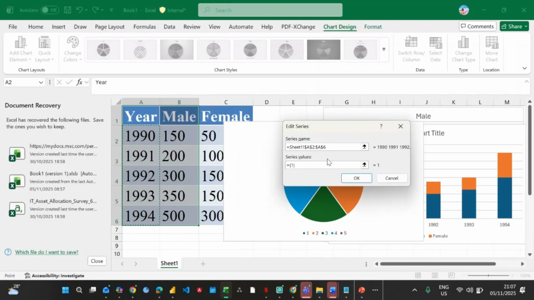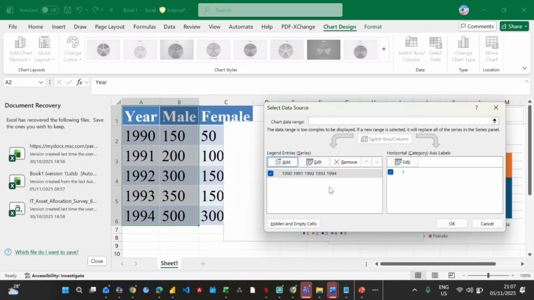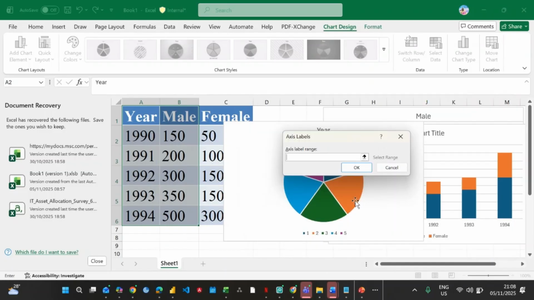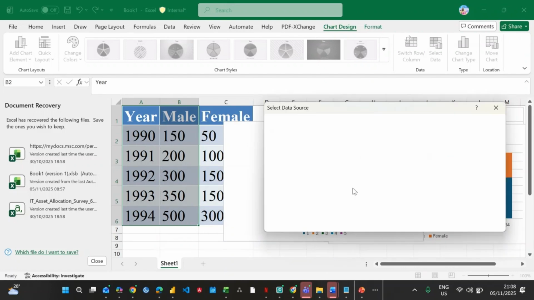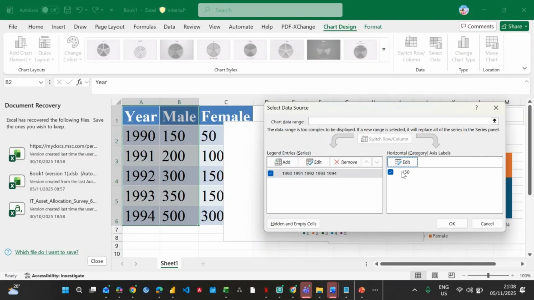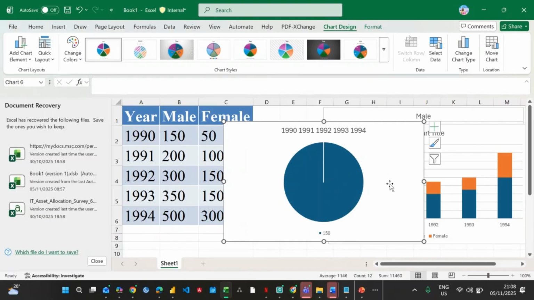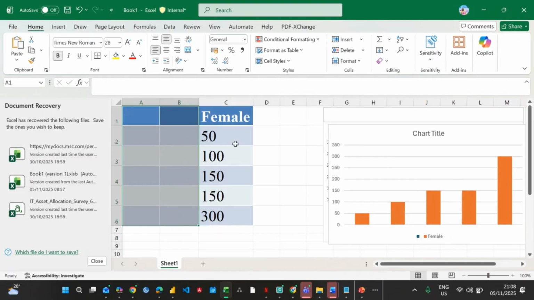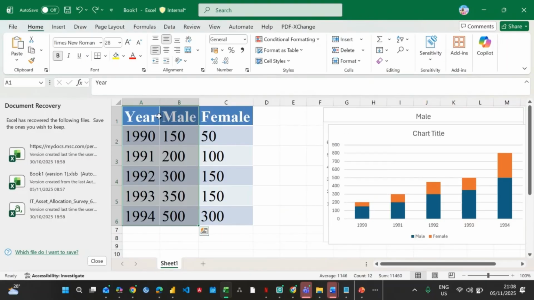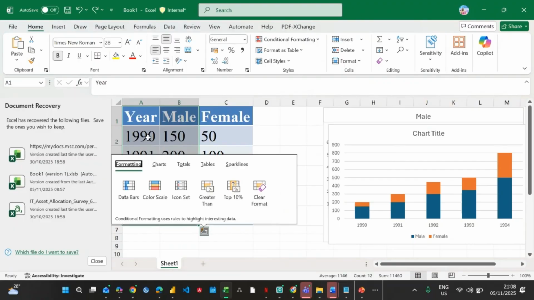So I want to make my legend to be the years. I want to make this to be the years. So I have this legend, and then this one, I want to make this to be the male. So I just have 150. Like on this data now, this is kind of data now.